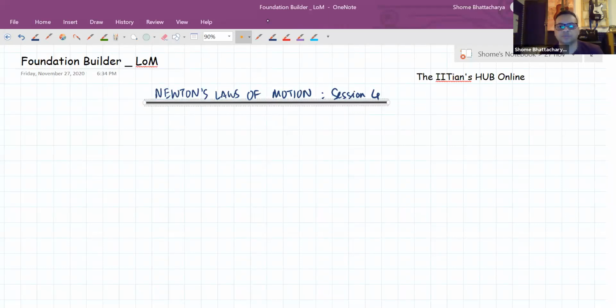Okay, so we were discussing the common mechanical forces last time, and we have seen about normal reaction and tension.